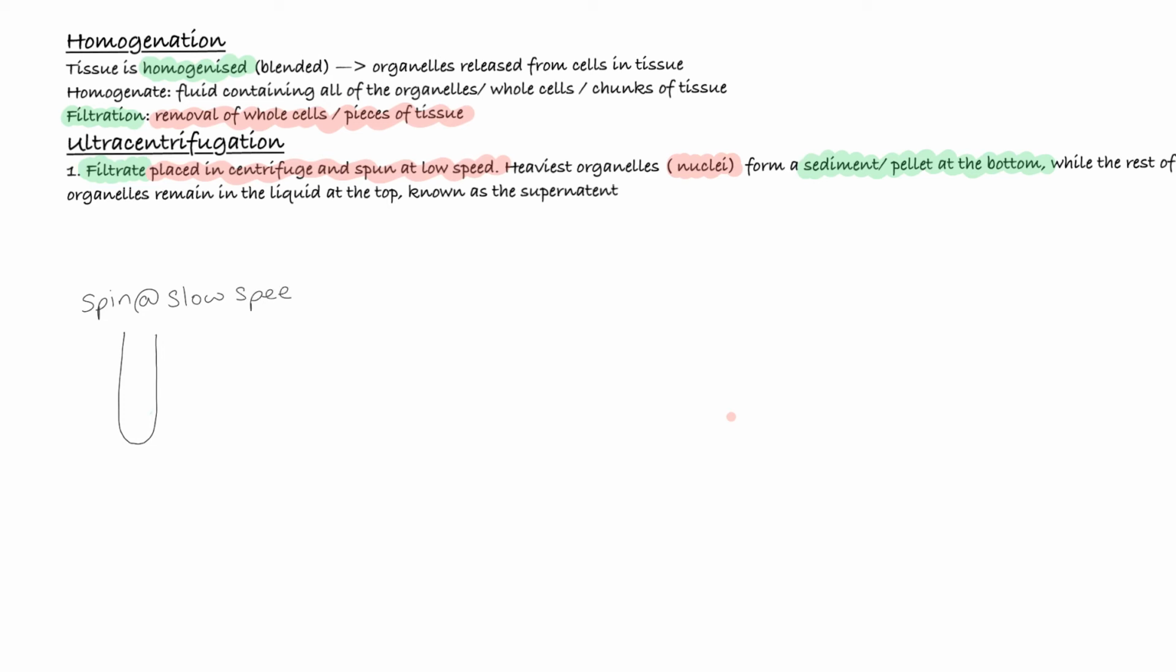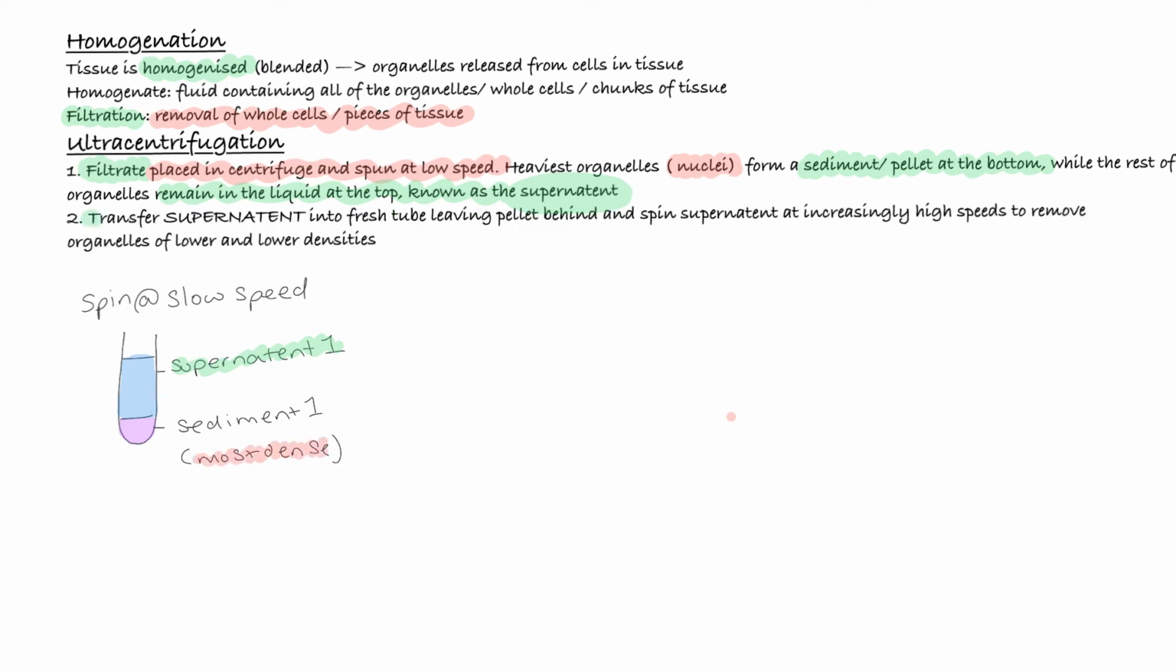And then what you've got left on the top is a fluid which we refer to, and this is a great name, as the supernatant. So this fluid at the top is called a supernatant. This is removed, so it's just poured out, and the sediment at the bottom, the pellet containing the nuclei, is left behind. We then transfer the supernatant into another tube and we spin it at a faster speed than before.